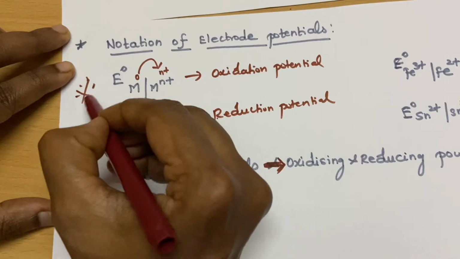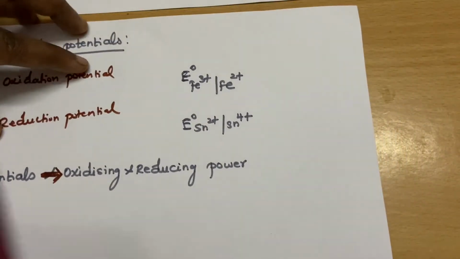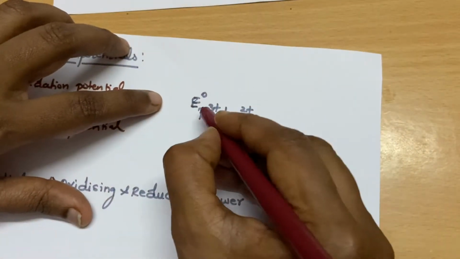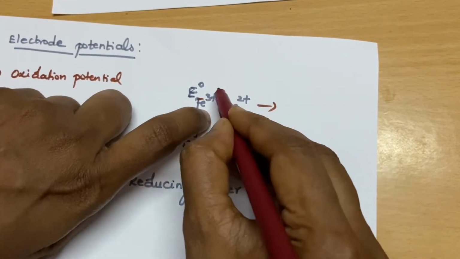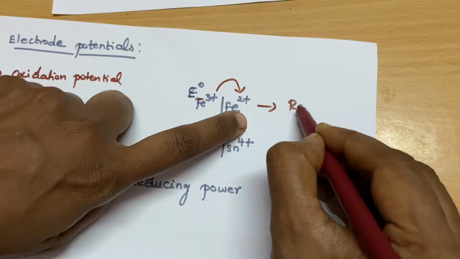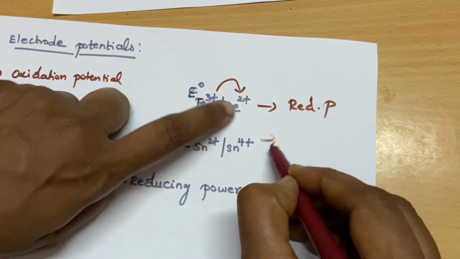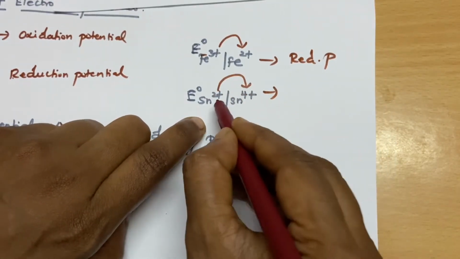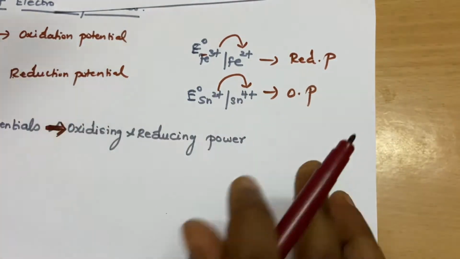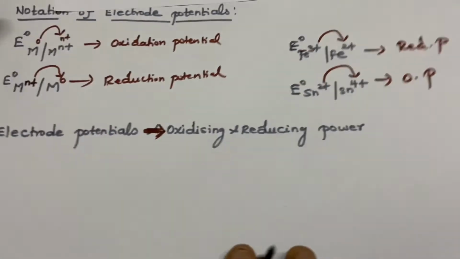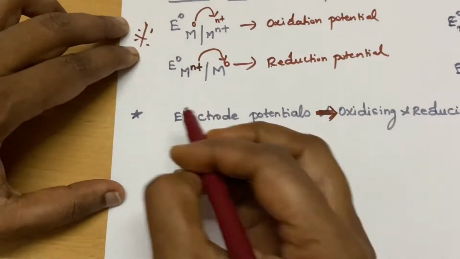Okay, so every time you need not look for it, they will give the oxidation potential or reduction potential. Here, see, find out, students, what it is. 3 plus to 2 plus: it has reduced, so it is reduction potential. Here, 2 plus is converted to 4 plus, so it has increased, so it is oxidation potential. So in this way you have to find out. Another one more important thing.